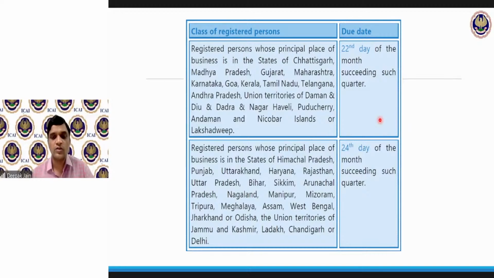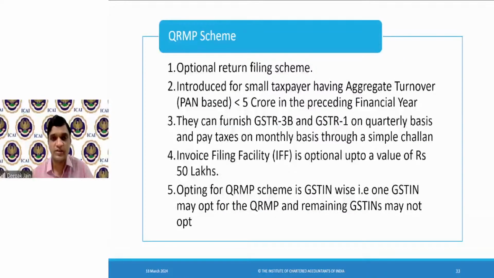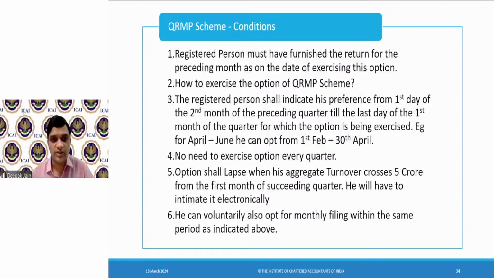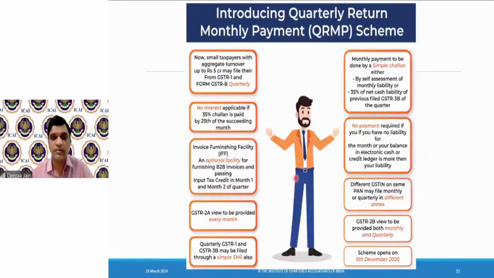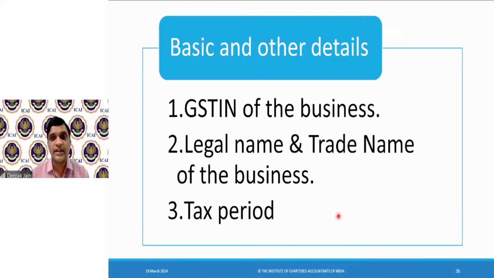Okay, so we were discussing registered returns. We were discussing the QRMP scheme. Now, when you should apply, when you should opt out, and the payment part, right? So we had discussed this QRMP scheme completely. Now, what are the details he will give in a GSTR 3B return?